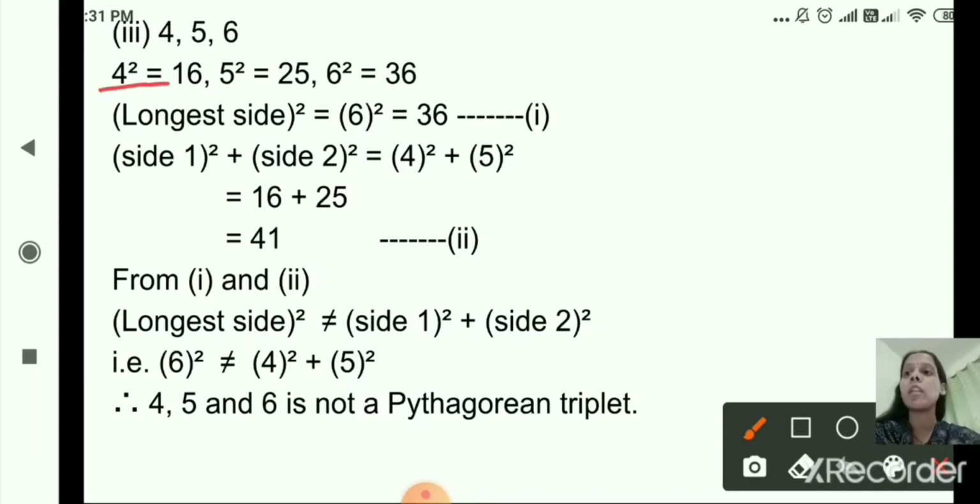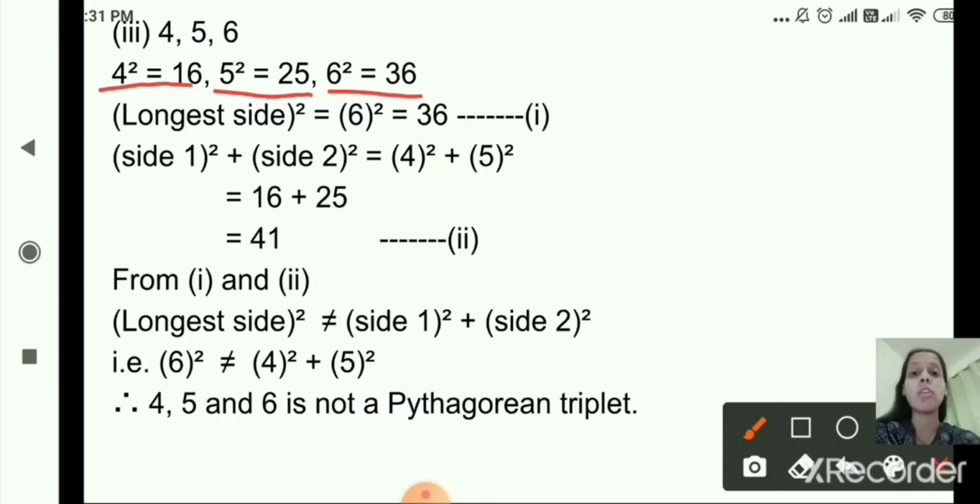So 4 square is equal to 16. What is the next number? 5. That is, 5 square is equal to 25, and 6 square is equal to 36. Okay, previously also I had told you, you have to learn all the squares till 30. Okay, 1 to 30, learn all the squares.